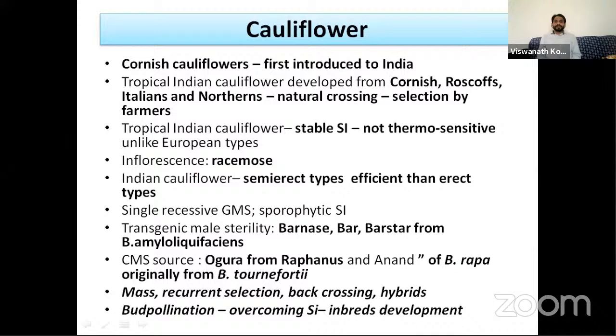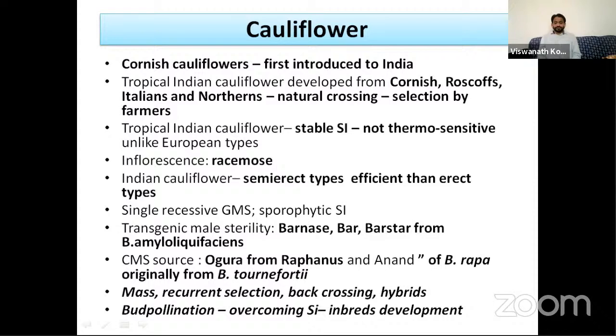So the next important crucifer is cauliflower. Cornish cauliflowers of England were first introduced to India. Afterwards, other European types were introduced to India: Cornish, Roscoff, Italians, and Northerns. All these were temperate types.